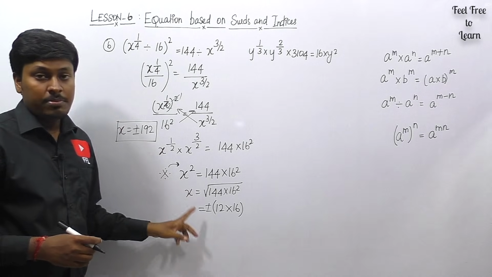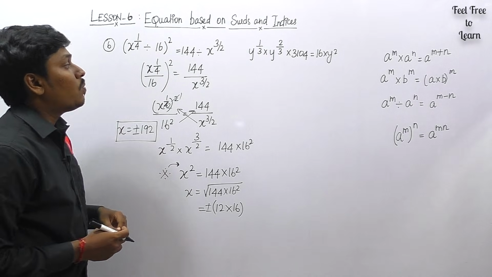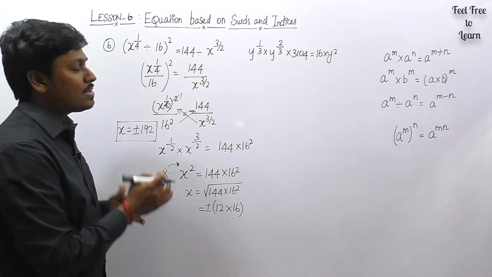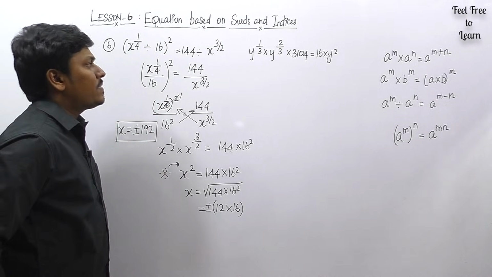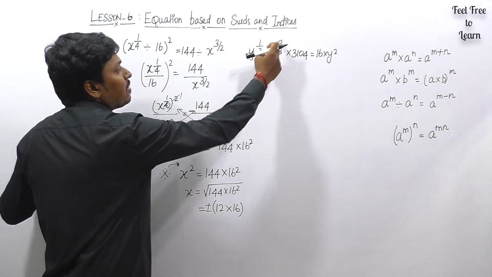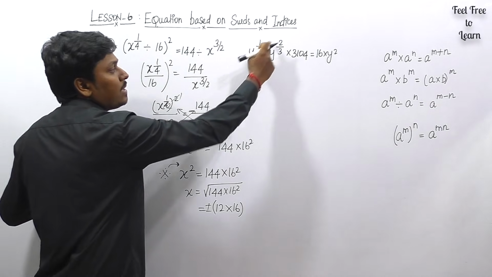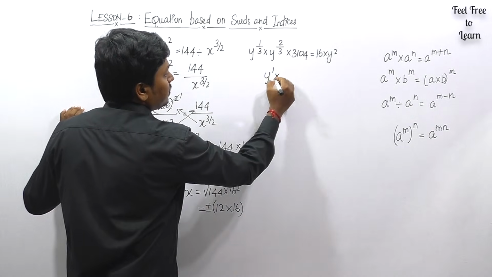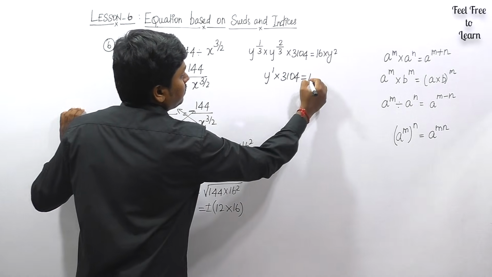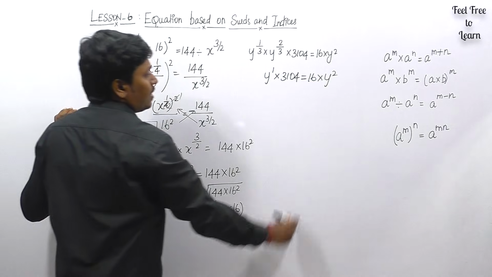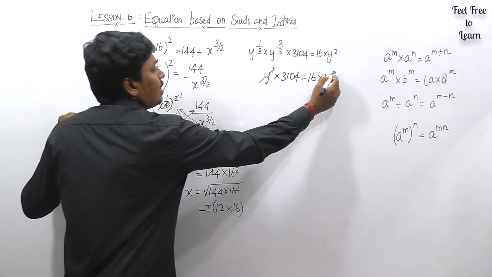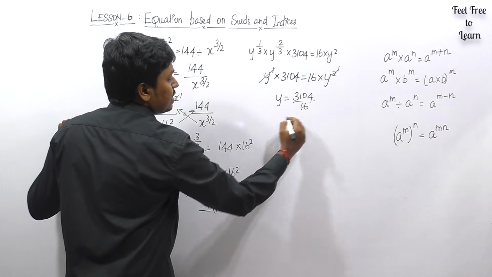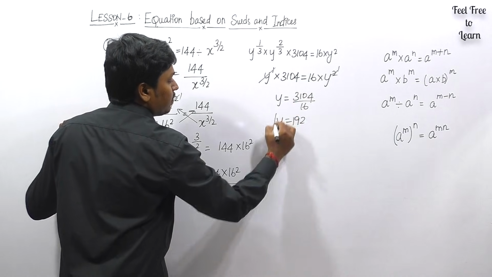So friends, one of the most important steps, right? Don't forget this. So y power 1 by 3 into y power 2 by 3 into 3104 is equal to 16 into y square. So friends, similarly here it is a power m into a power n. So when you add both the numbers, 1 by 3 plus 2 by 3 will be 3 by 3. So 3 by 3 will be 1. So this can be written as y power 1 into 3104 is equal to 16 into y square. So I think we can cancel y and here it is 1. So finally y is equal to 3104 divided by 16. So y is equal to 192.